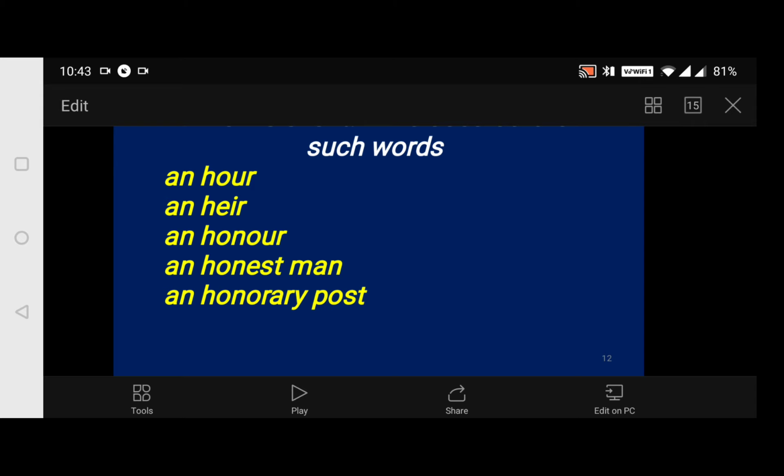Okay, we say a loaf of bread, isn't it? A loaf. Then, please give me dash pen. Please give me a pen. Pen is a countable noun and it begins with a consonant sound, so we have to use the indefinite article a before the word pen. Please give me a pen.